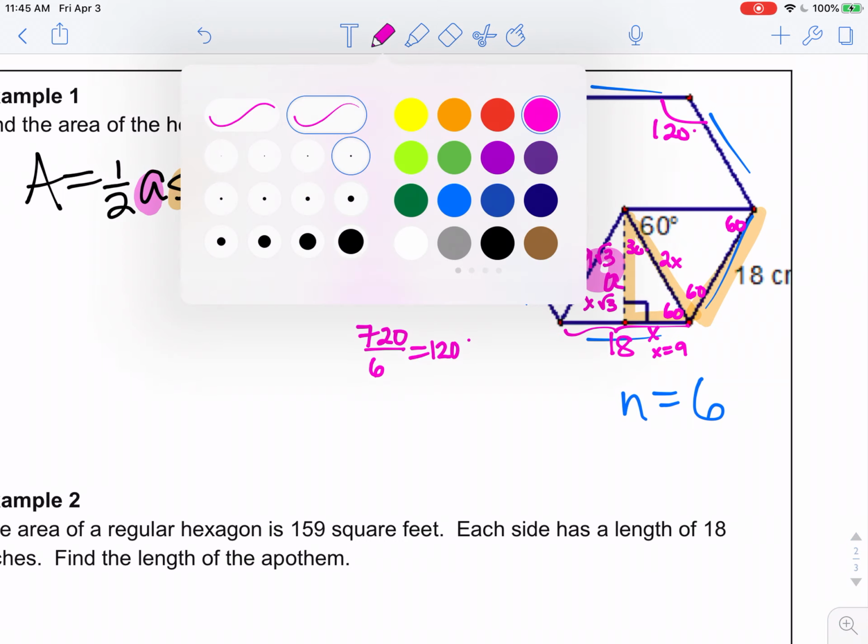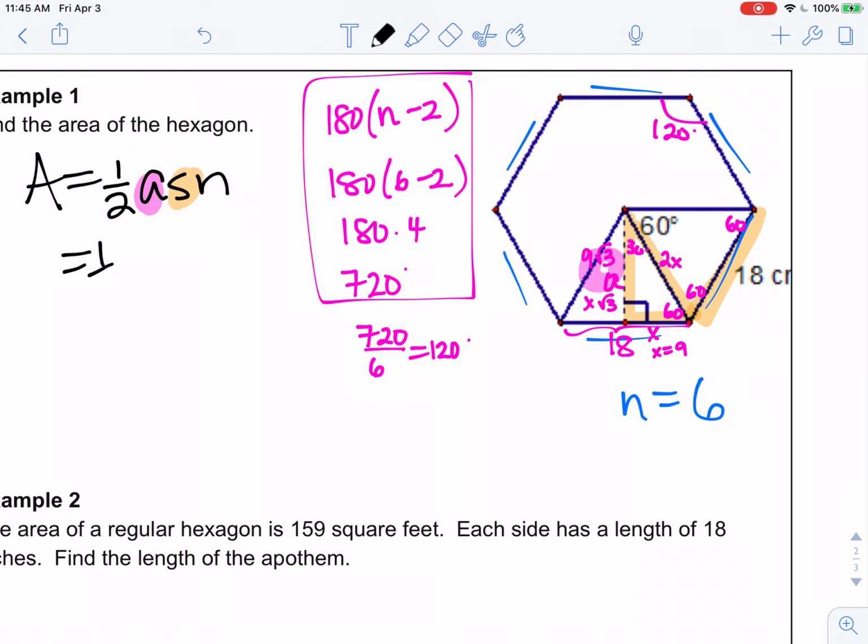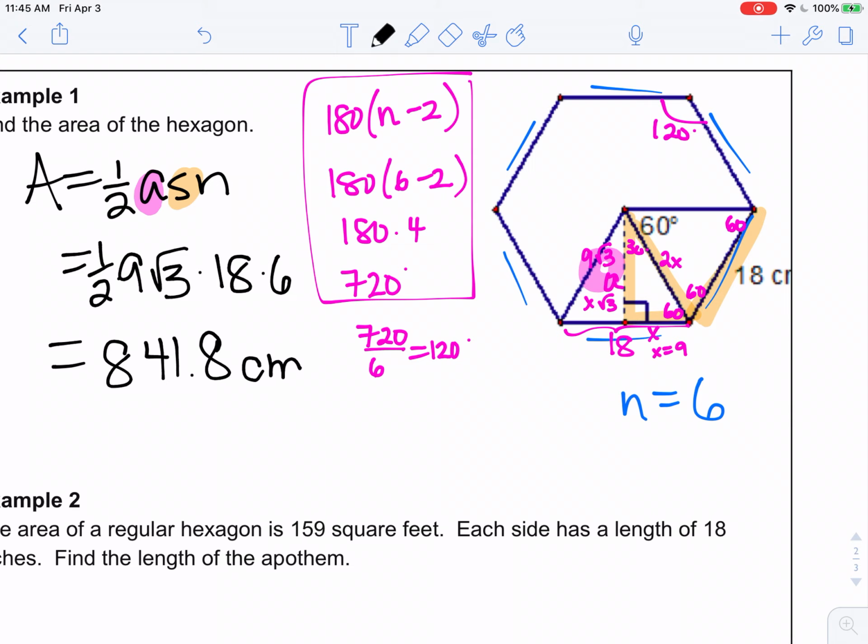All right, so if I plug in, I have 1/2. My apothem is 9 root 3. The length of each side is 18, and my number of sides is 6. From here, I'm going to turn to the calculator because I don't have that off the top of my head. And I have approximately 841.8, and I'm dealing with square centimeters.